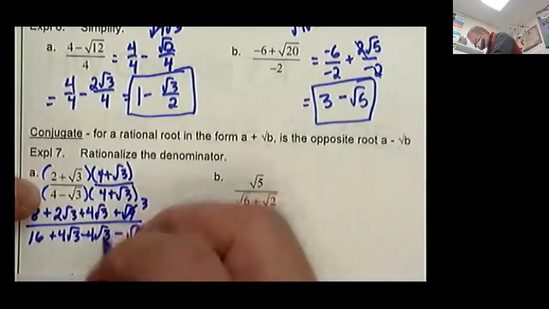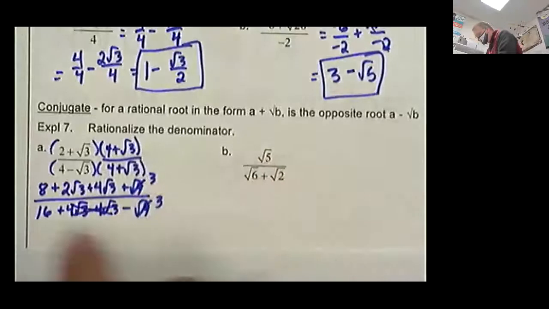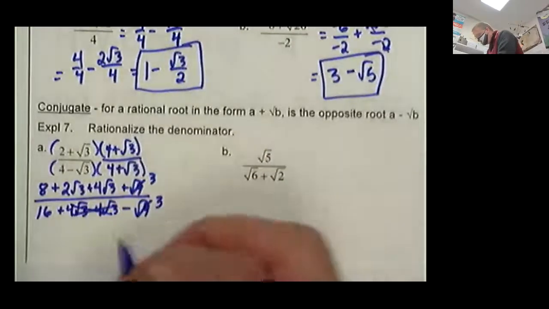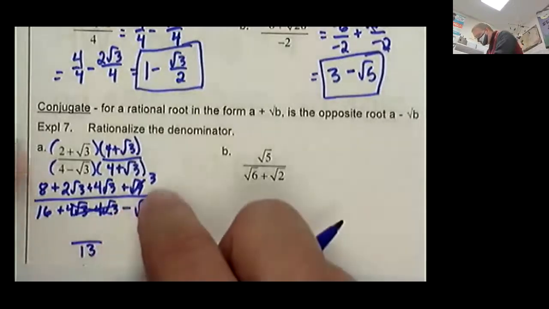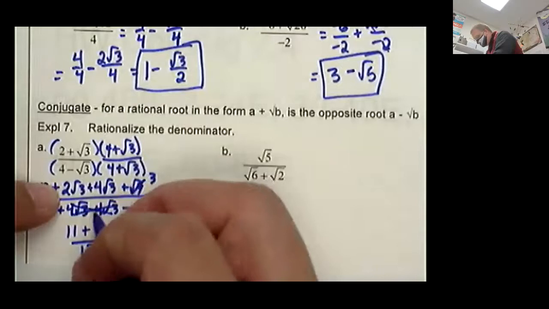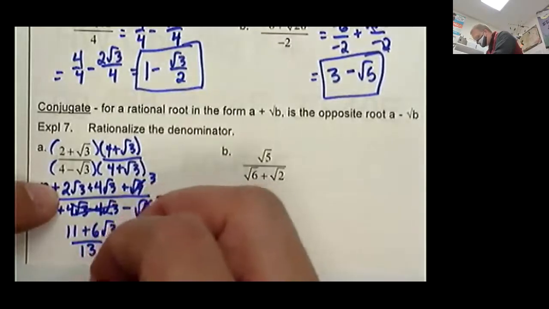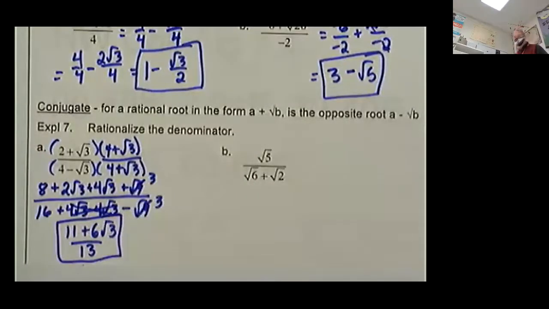which again is 3. Notice, why do we do that? What happens? The outside and the inside cancel, the O and the I. So these cancel, leaving us with 16 minus 3, which is 13 in the bottom. In the top then, we're going to put the number first. 8 plus 3 is 11. 2 root 3 plus 4 root 3 is 6 root 3. So there's our simplify. Same thing with letter B.